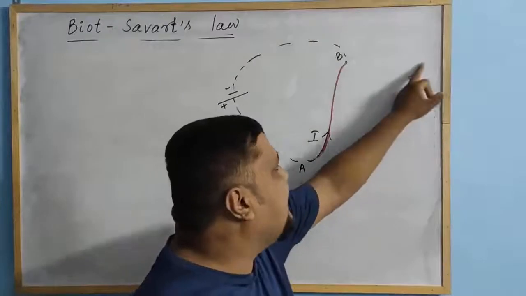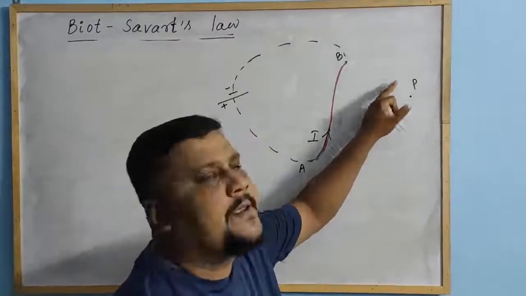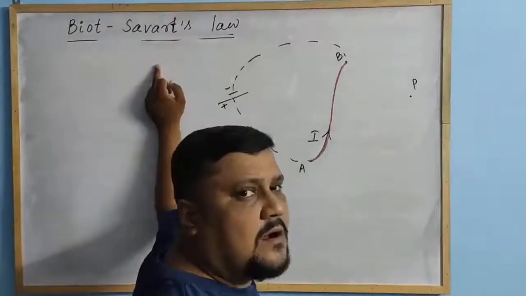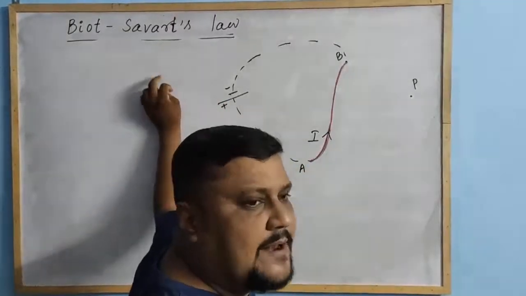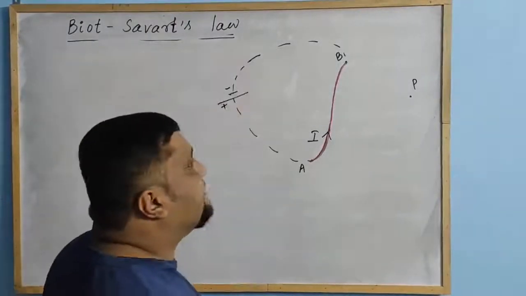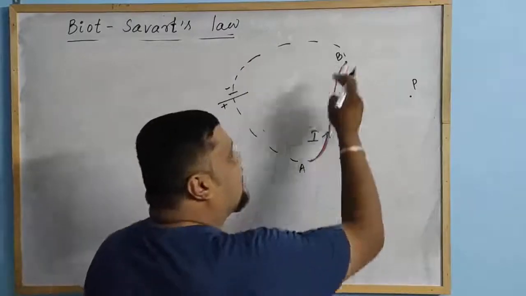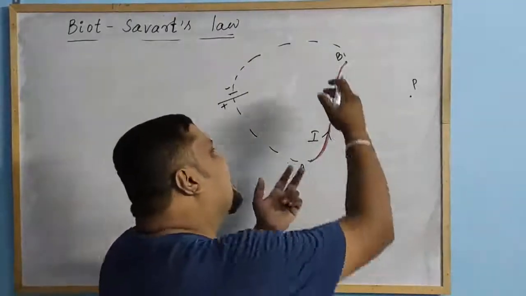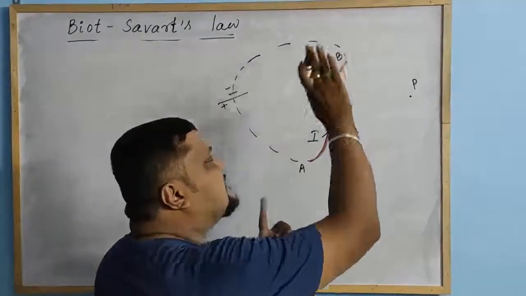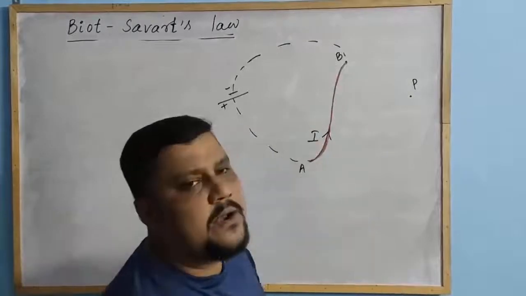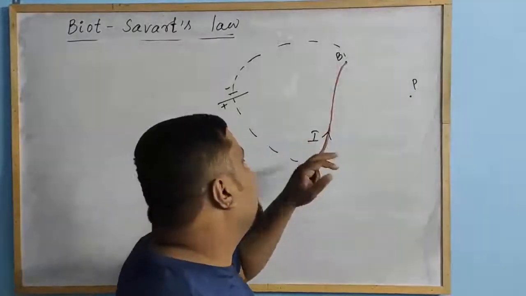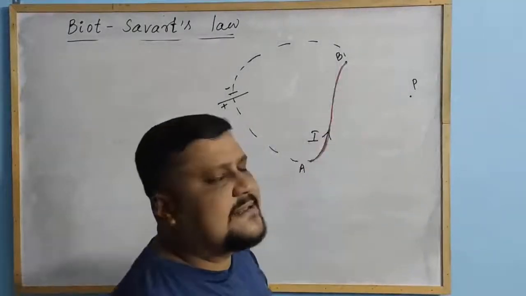To calculate the magnetic field at this point P due to this current carrying conductor, we use Biot-Savart's law, and we will state it. So this current carrying conductor, of any length, suppose the length is capital L. The length of the conductor AB is L. Clear?